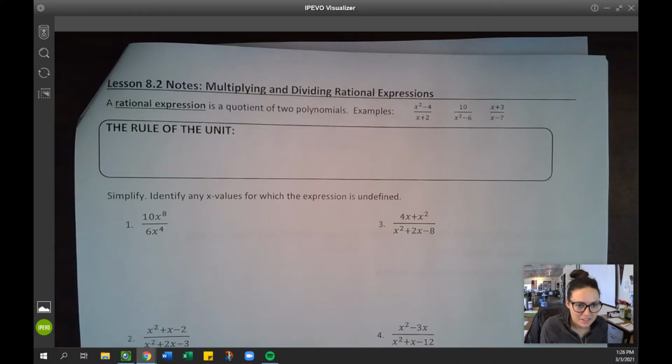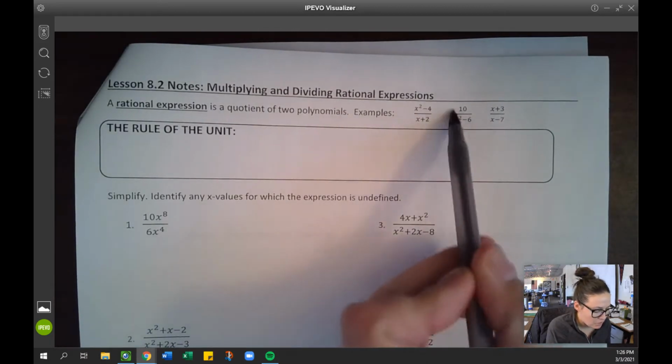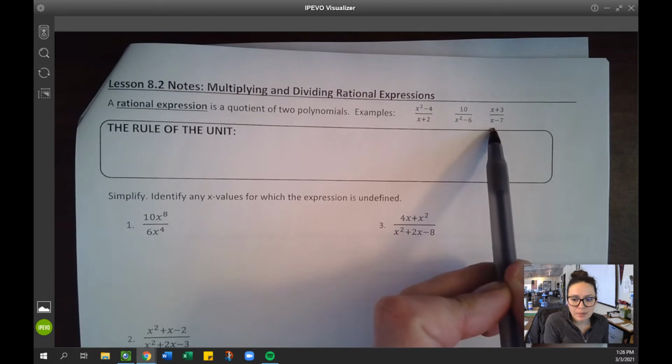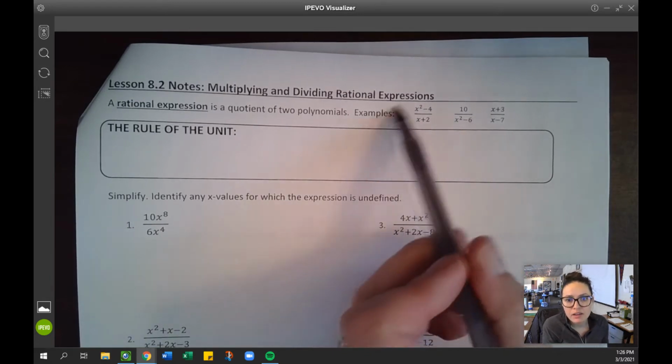Here we go. We are starting Unit 8, which is all about rational expressions. And essentially, rational just means that we're talking about a fraction. So instead of just a number on the top and the bottom of the fraction, we have polynomials. So we're stepping up our fraction game.